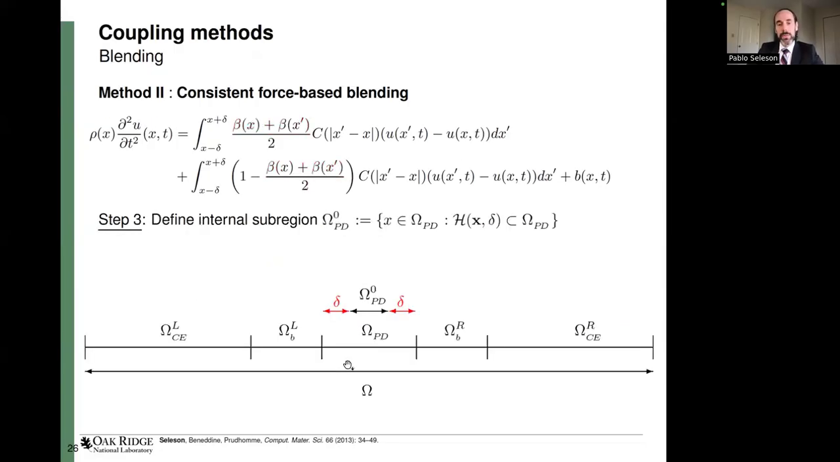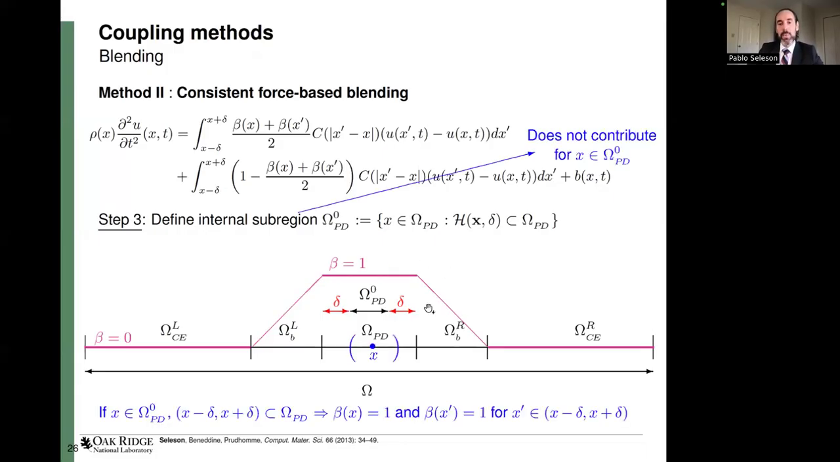Now, what we're going to do is define an internal subregion inside the peridynamic region farther than delta from the transitions. And what we note, for example, if we look into a particular blending function, let's say a piecewise linear blending function, which is 0 in the local regions and 1 in the peridynamic region, we know that if the point x is far enough inside the peridynamic region, the value of beta is 1 for x and 1 for every neighbor of x. And that means that the second term would not contribute. So what that means is that we can safely assume that the second term only contributes in regions that are far from the inside critical region inside the peridynamics.